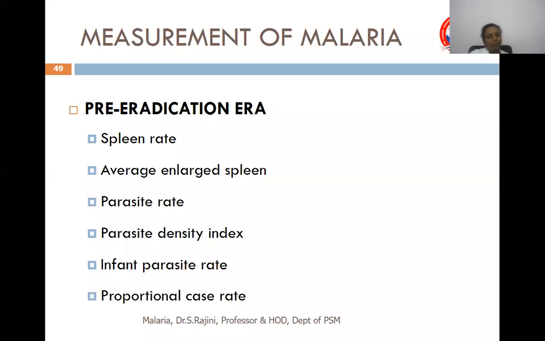Prevention and control. First, we measure the burden of malaria. In the pre-eradication era, before eradication happened, we consider the mean splenic rate, because that is the enlargement of the spleen after malaria infection. So, average enlarged spleen rate, parasite index, parasite rate, and proportional case rate. These are all the parameters that we measure for the burden of malaria cases in the country.